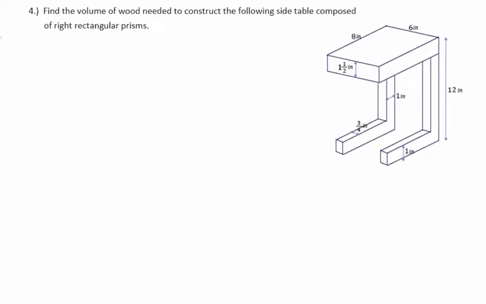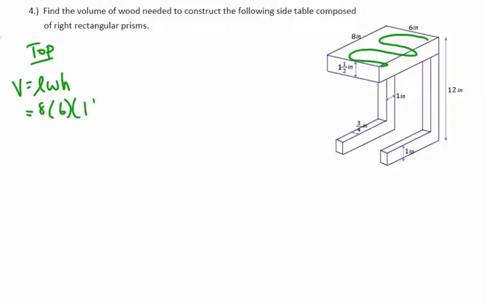Number 4, find the volume of wood needed to construct the side table composed of right rectangular prisms. So if you notice, this is really like almost 3 pieces. We have this top piece up here, which is a rectangular prism. So the top of it, we can find the volume of, because we know the length, width, and the height. The length is 8, the width is 6, and the height is 1.5. So that piece isn't too bad. That's 72 inches cubed.